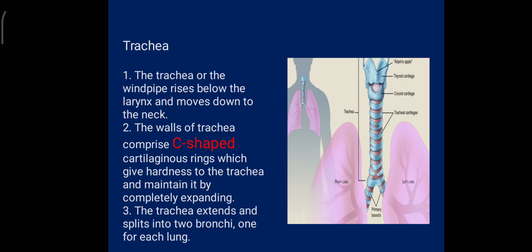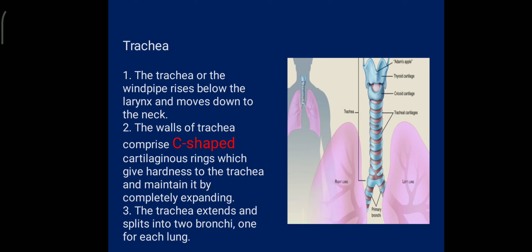Next is the trachea. So, number 1, nose. Number 2, pharynx. Number 3, larynx. Now we are going to see about the trachea. The trachea is also called a windpipe that rises below the larynx and moves down the neck.